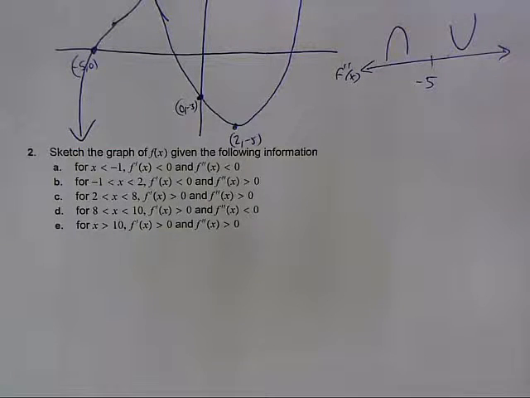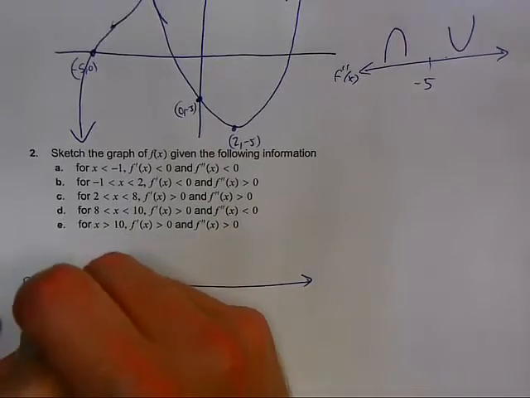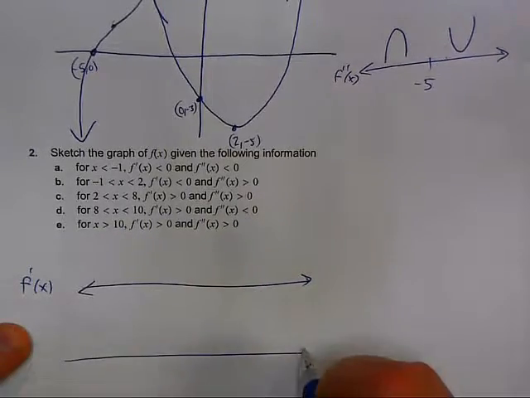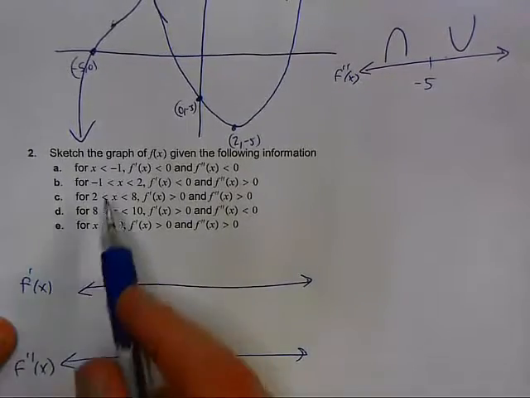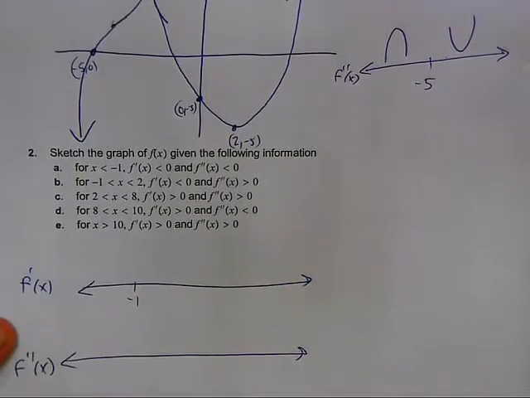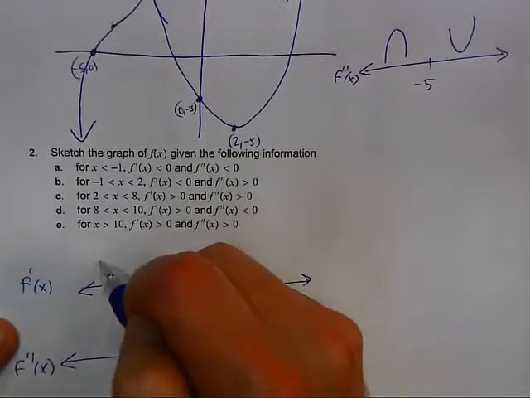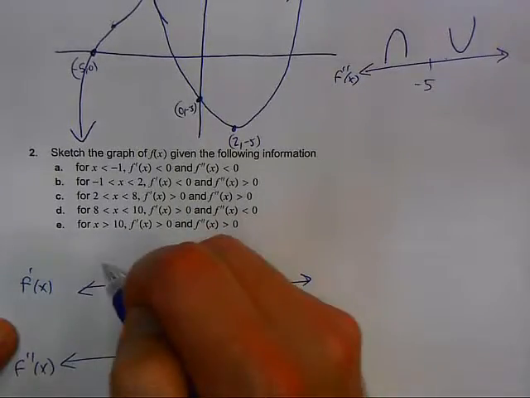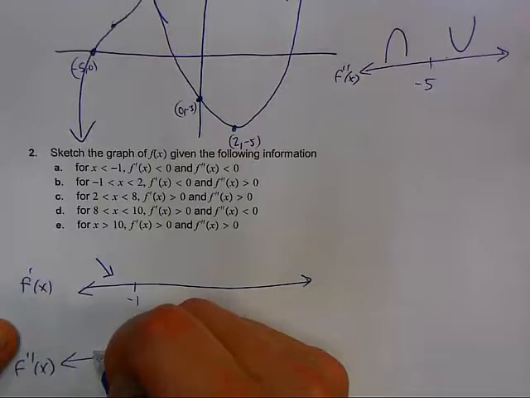All right, this is number 2 on that worksheet we had the other day. I think what I would do is begin by drawing 2 number lines, one for the derivative and one for the second derivative. For x less than -1, the first derivative is negative, which means the function is decreasing. And the second derivative is negative, which means the function is concave down. Second derivative tells us concave up, concave down.